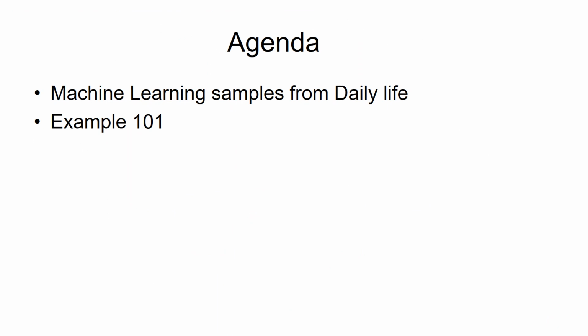So what did we learn today? We have seen some daily life examples such as Google and Facebook. We have also seen a very basic 101 example of how machine learning looks like: given a height, how to predict weight.